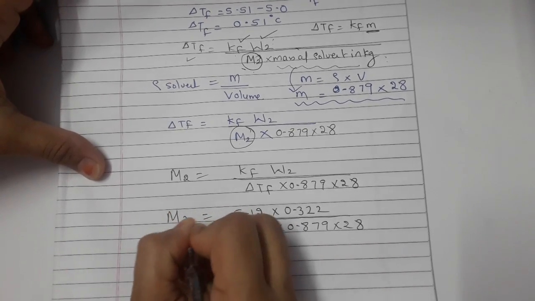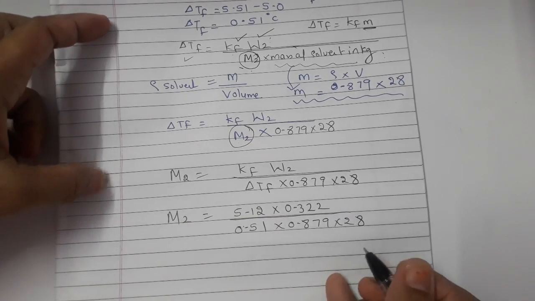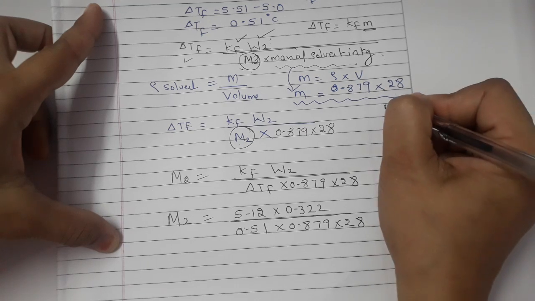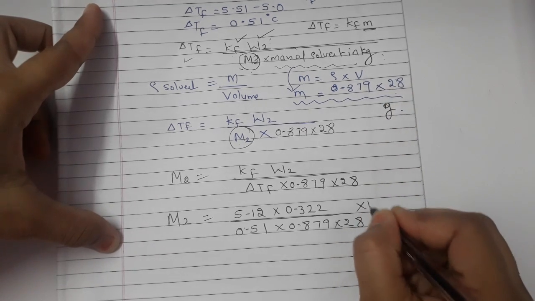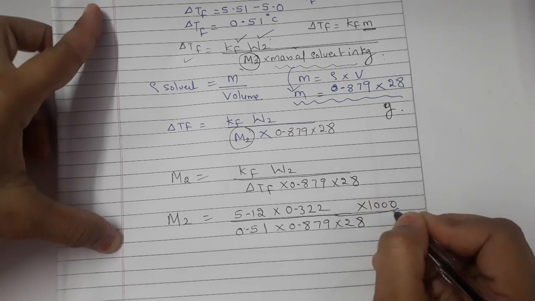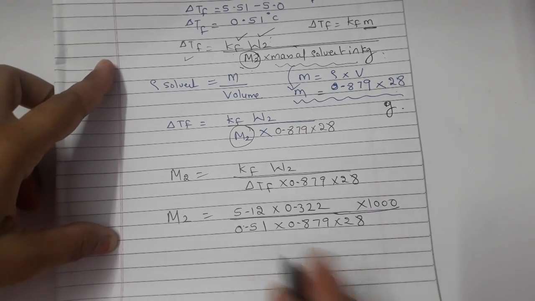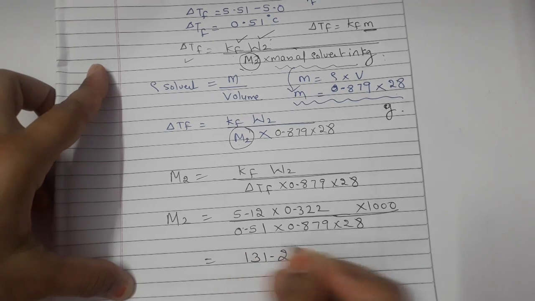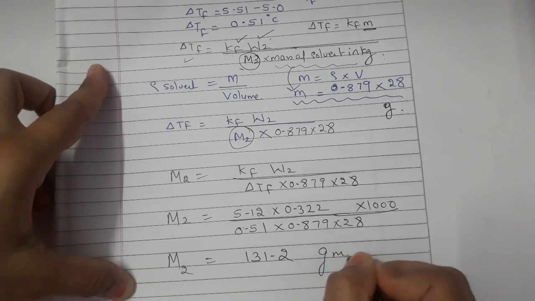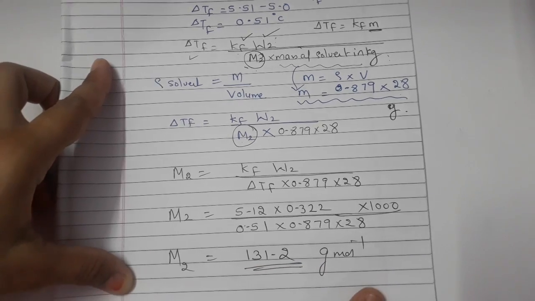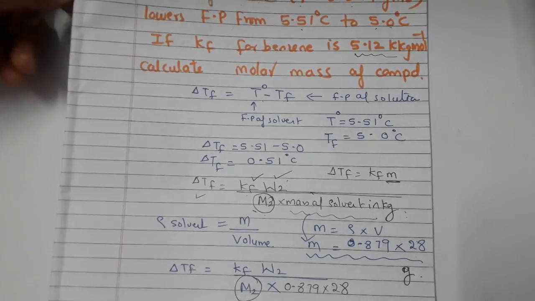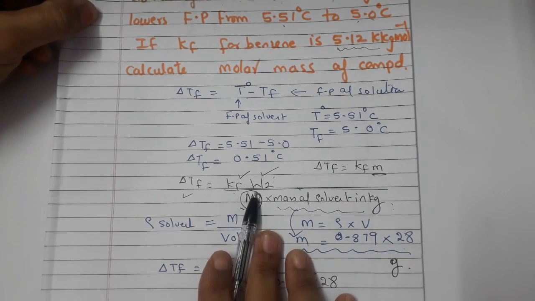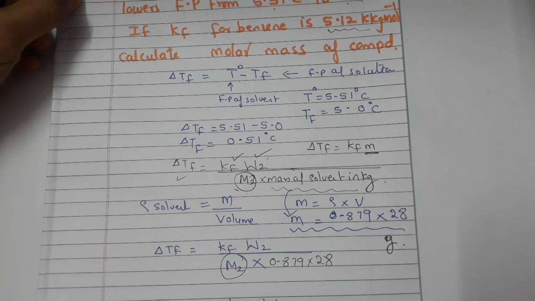You can use logarithm if you want to, and make sure that the value which we have calculated will come in grams. But we want in kg, so in the numerator we'll multiply by 1000. So you solve this and just cross check, are you getting this answer? 131.3 gram per mole. So this is the answer for the molar mass. I hope you have understood. Look at these steps once again. Delta Tf is equal to Kf m and m is the molality. In this way we have solved this numerical.